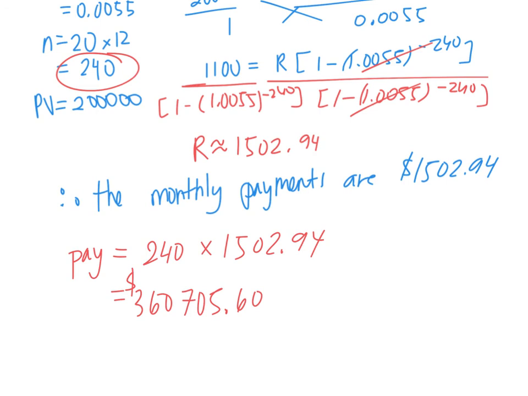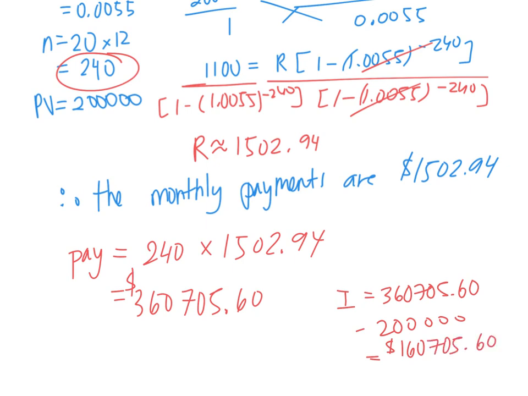So for the interest, we would just be subtracting how much you actually paid, subtract the original cost. So you would have paid $160,705.60 in interest. So obviously, interest rates are pretty high. Like, this is an exaggerated example. You would not pay a car off in 20 years. Although that's an expensive car. But paying something faster is obviously better because interest accumulates so quickly.